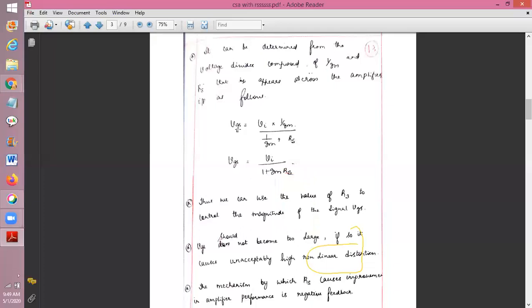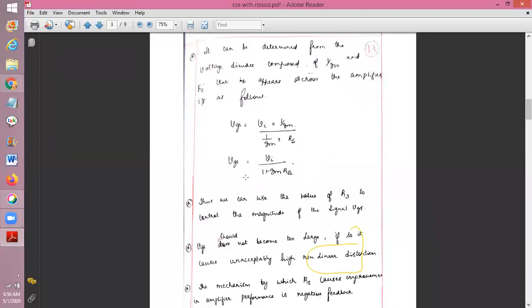So how do you write this? VGS is equal to Vi. Take the LCM, and this will get cancelled. So you will obtain VGS is equal to Vi divided by 1 plus Gm into Rs. This is the voltage VGS you will get.